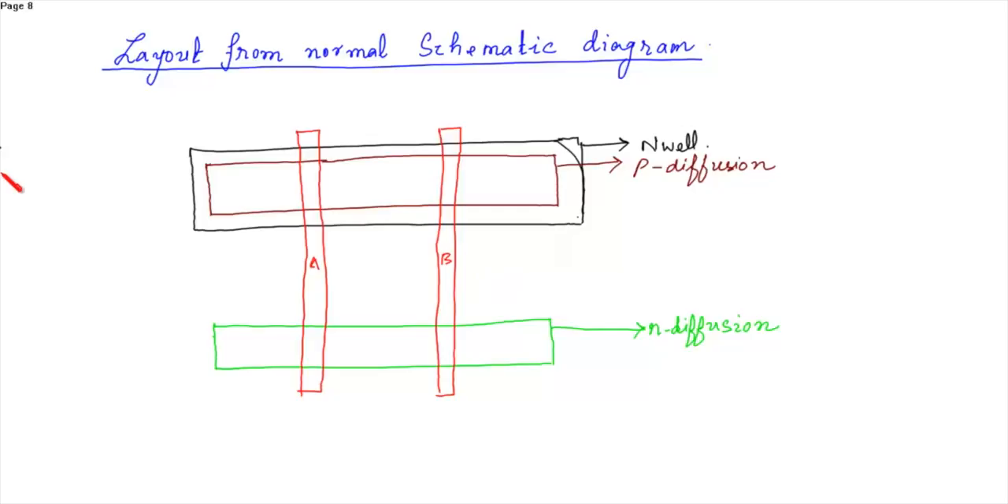If you want to label the source and drain, this is the source terminal of P1, this is its drain terminal, this is the source terminal of P2, and this is the drain terminal of P2. Since these two are shorted, we need not do anything over here. These are the gates. Similarly, this is the source of N1 and this is the drain. Here is the source and this is the drain. These are the gate terminals.